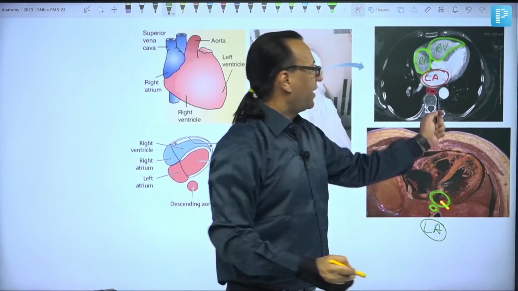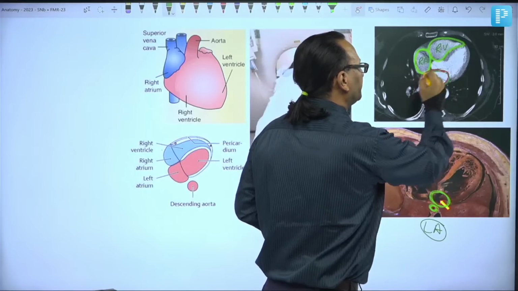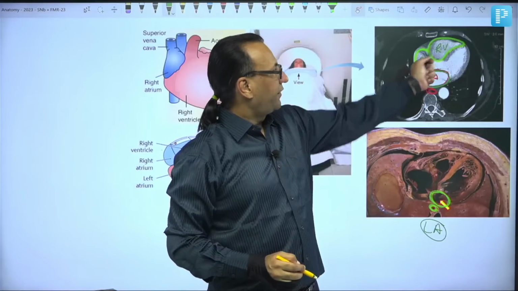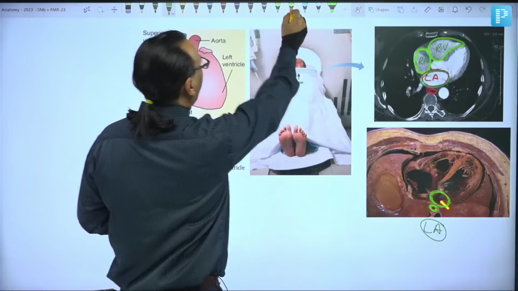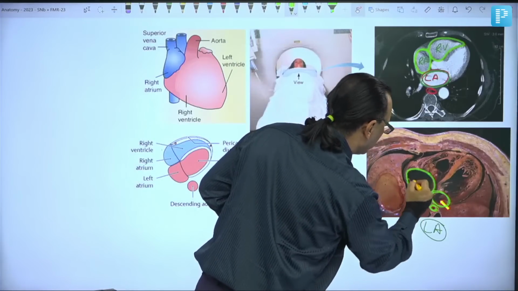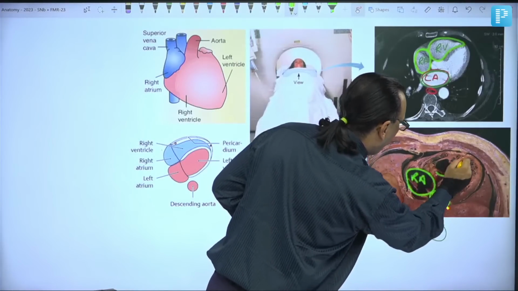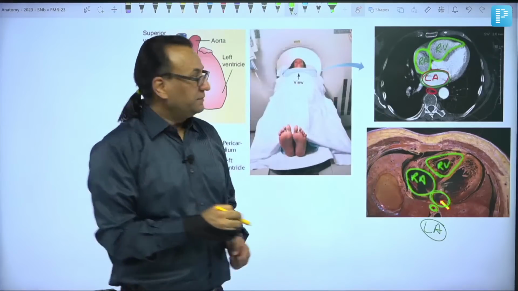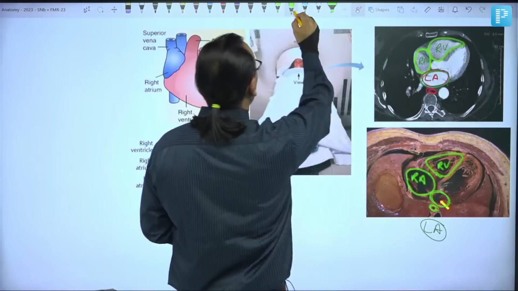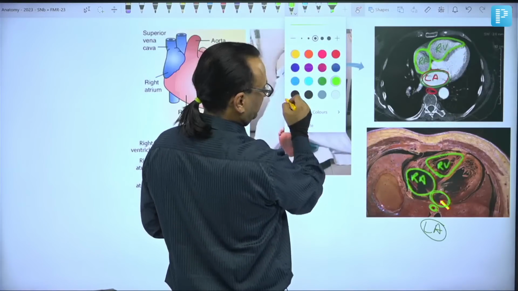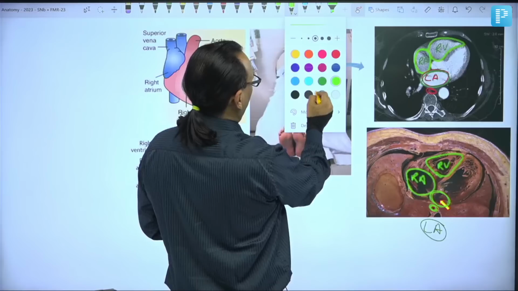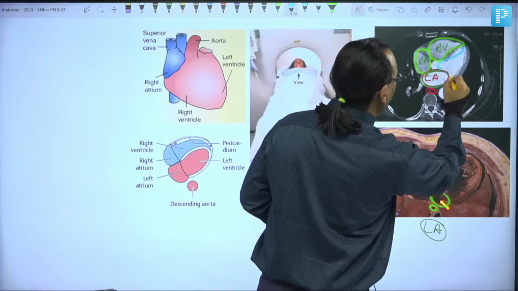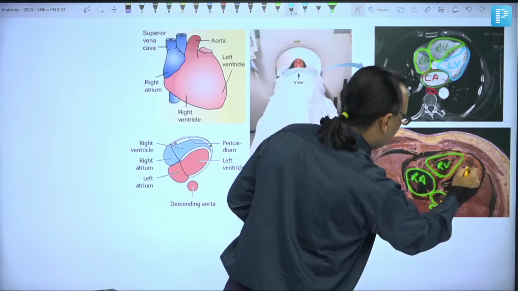Now if this is the left atrium, which you are showing here, what about the other chambers? You can see the right atrium and right ventricle, so you can demarcate them. What about the left ventricle then? For the left ventricle, let us change the color, maybe this color. So as you are looking at the left ventricle, this is the left ventricle.